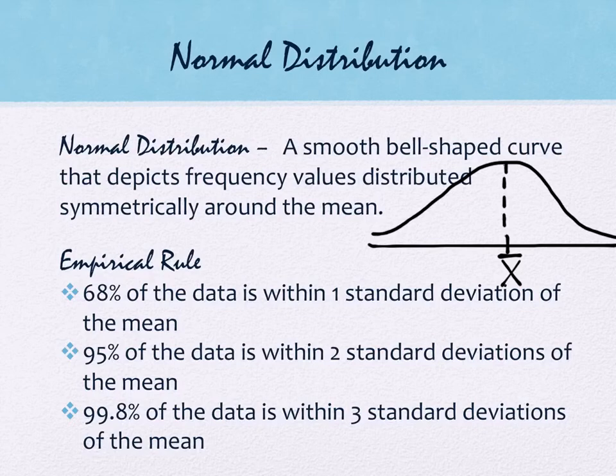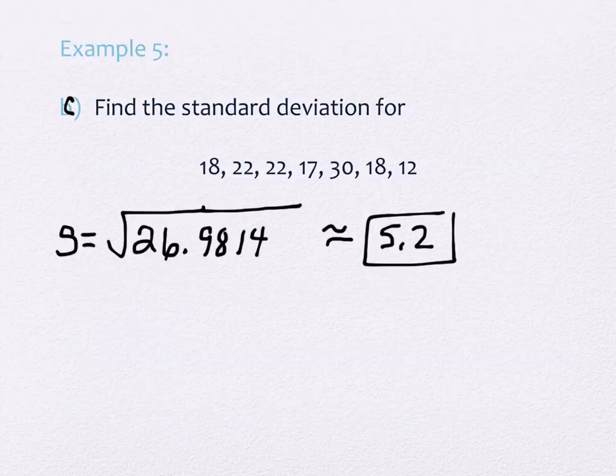So if I go out one standard deviation, on the last problem, that would be if I went out 5.2 in each direction and the curve were normally distributed, the data were normally distributed, I would have 68% of my data between one standard deviation smaller than 19.9 and one standard deviation bigger than 19.9.